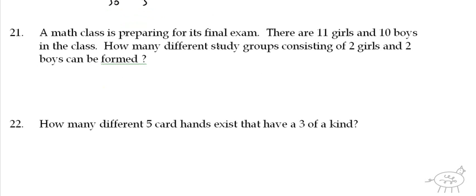Okay. 21, a math class is preparing for its final exam. There are 11 girls and 10 boys in class. How many different study groups consisting of 2 girls and 2 boys can be formed? Okay, again, is order important? No, I'm just getting groups of 2 girls and groups of 2 boys. It doesn't matter. So it's 11 girls, and I'm picking 2, and that's why it's multiplication, and 10 boys, and I'm picking 2. Okay, and I get 2475.